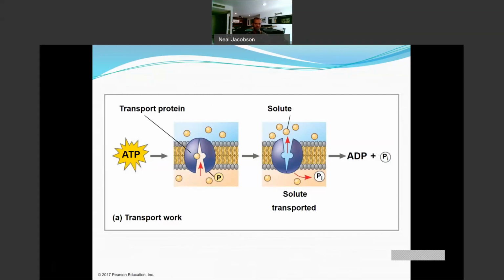You cannot take a bucket of water from the bottom of the hill and just wait for it to end up at the top of the hill. You have to carry it there. And so this ATP is going to provide the carrying power to transport one of these molecules from inside the cell to outside the cell.